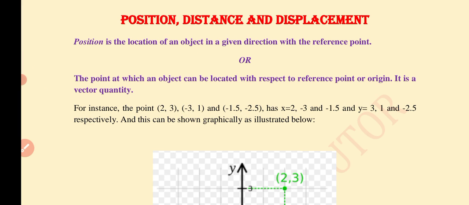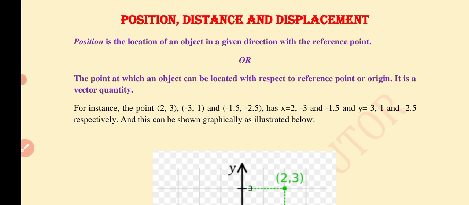This time around we are considering position, distance, and displacement. To start with, let's quickly look at the definition of position. Position is the location of an object in a given direction with a reference point. Or you can say position is the point at which an object can be located with respect to a reference point or origin. It is a vector quantity.